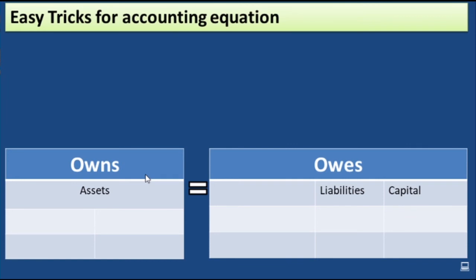Its owes are of two types. They are liabilities and capital. Liabilities are claims of outsiders and are like debt in nature, whereas capital is the owner's equity. It may include amount invested in the business, profit earned, and the loss incurred.